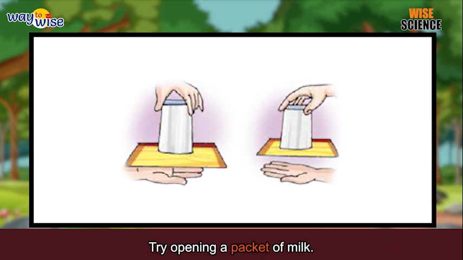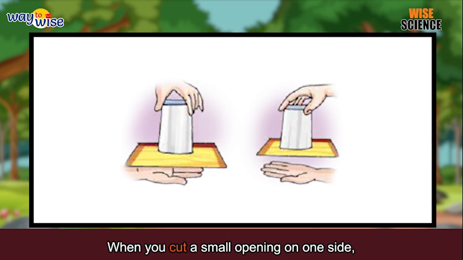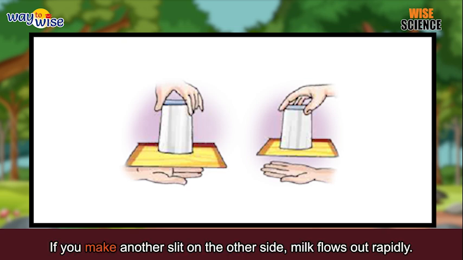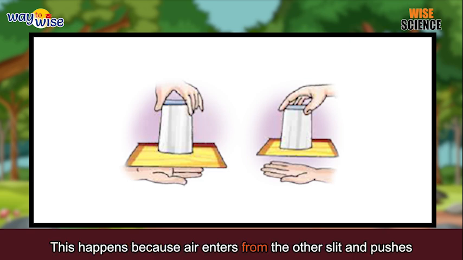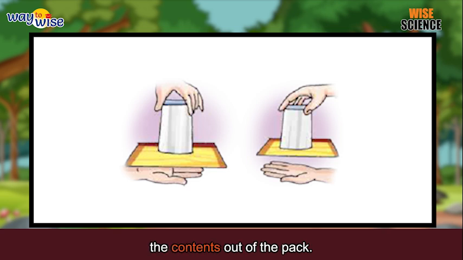Try opening a packet of milk. When you cut a small opening on one side, milk flows out slowly. If you make another slit on the other side, milk flows out rapidly. Can you guess why? This happens because air enters from the other slit and pushes the contents out of the pack.